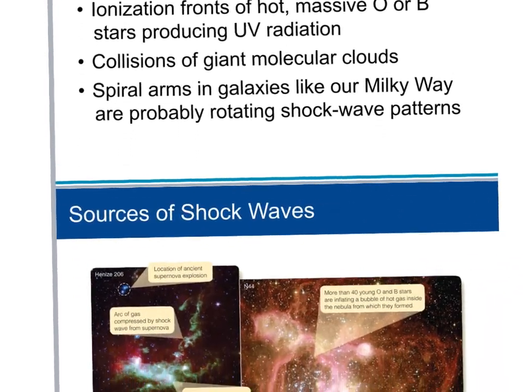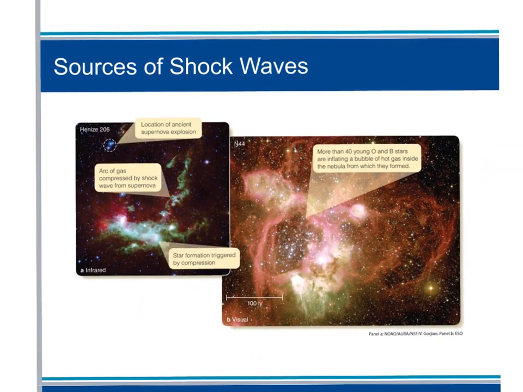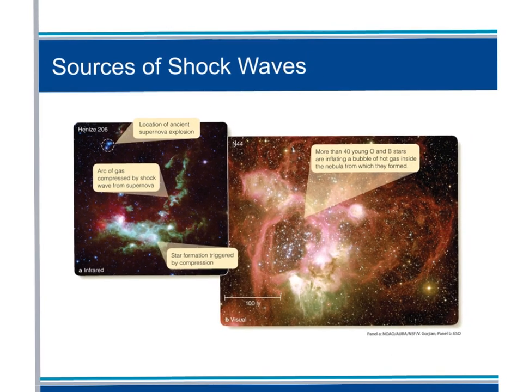that caused our whole Milky Way to form, and all the stars and planets within the Milky Way to form. Here are some pictures of what the different sources may look like. We see an arc of gas compressed by a shock wave forms a little supernova right over here. This is the supernova right here that's being formed. And then here's the source of an ancient supernova explosion.